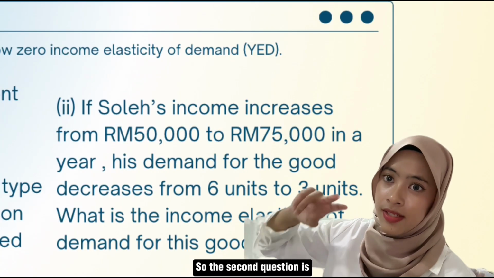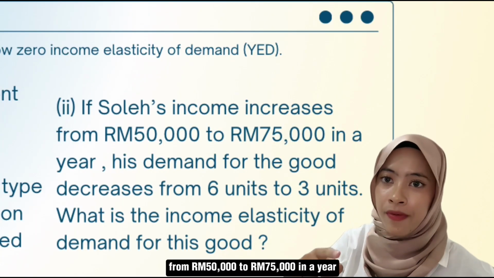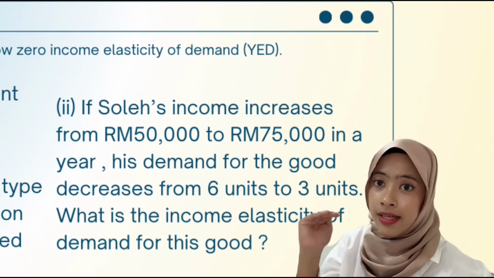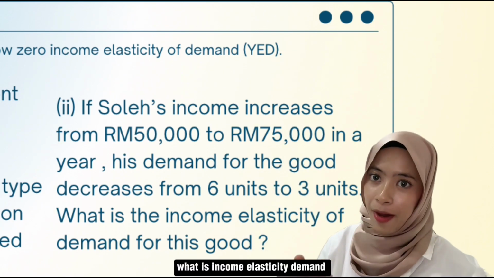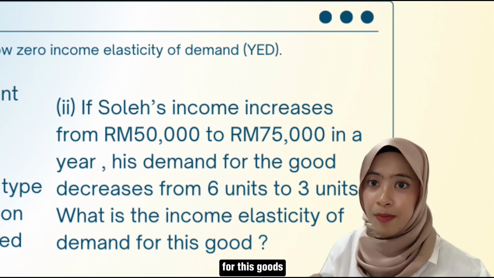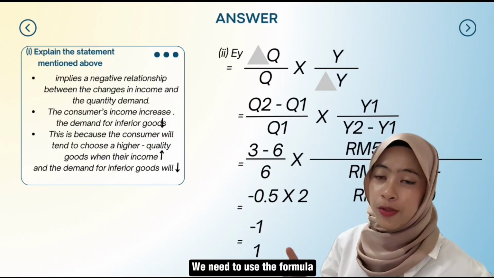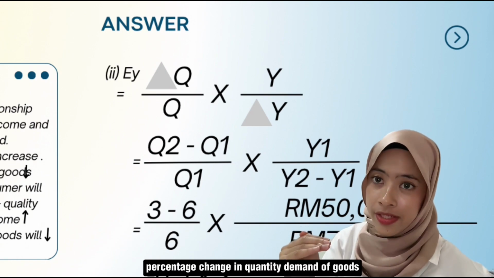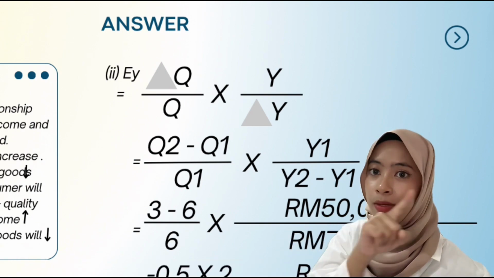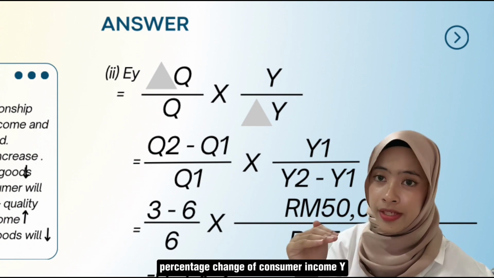So the second question is, if Solly's income increased from 50,000 to 75,000 in a year, his demand for the goods decreased from 6 units to 3 units. What is the income elasticity of demand for these goods? From this question, we need to use the formula: income elasticity of demand, which is the percentage change in quantity demand of goods divided by the percentage change in consumer income Y.